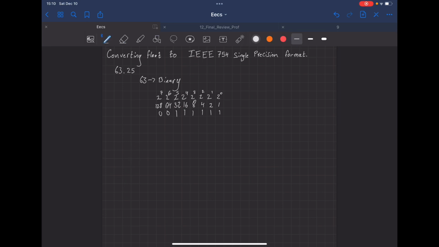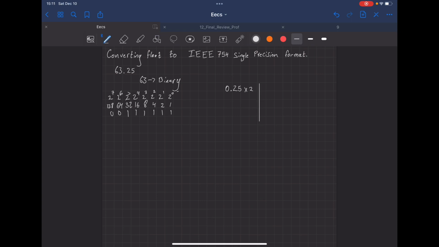Now let's focus on the decimal part. For the decimal part, we have 0.25, okay? Then you multiply it by 2. This is the trick. When you multiply it by 2, we get 0.5.